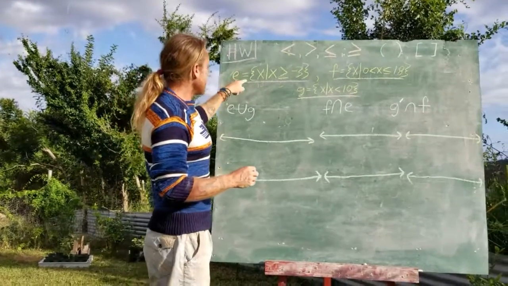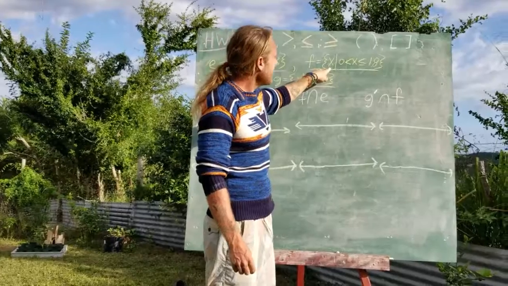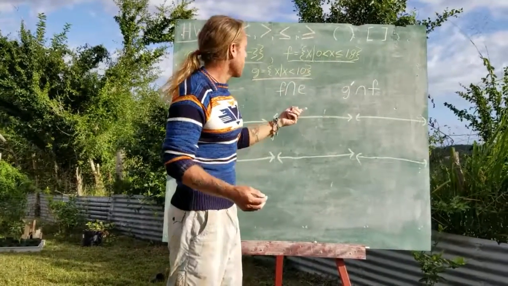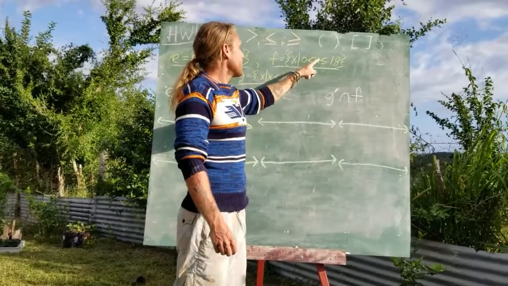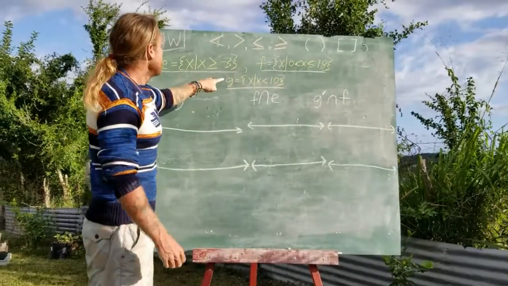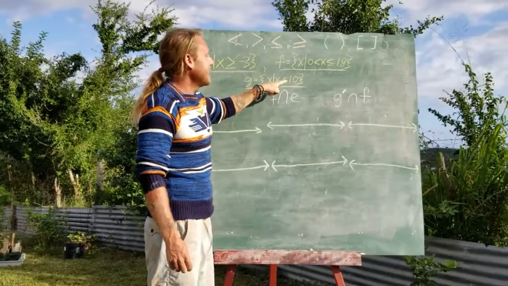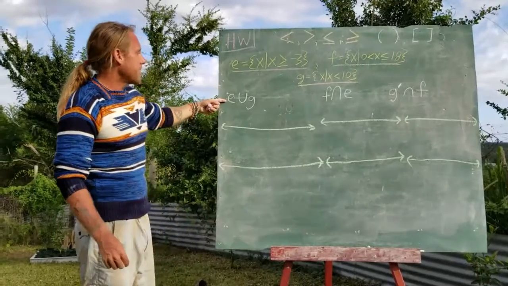So that's set E. Set F is the set of all elements x such that 0 is less than x is less than or equal to 18. Or in other words, F is the set of all elements x such that x is in between 0 and 18, but not including 0 and including 18. G is the set of all elements x such that x is less than 10. All right, now let's look at our problems.